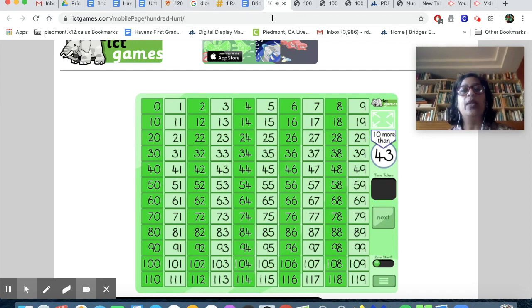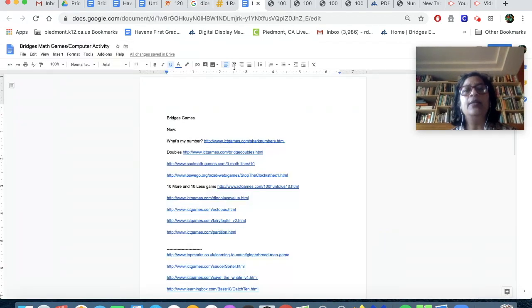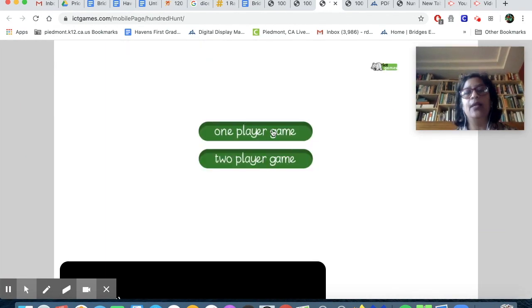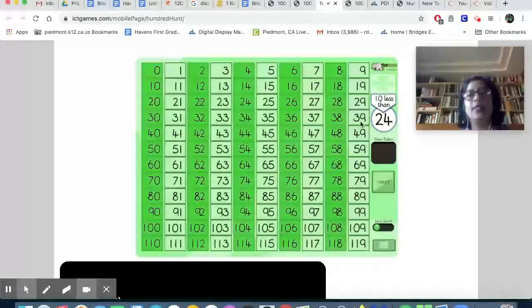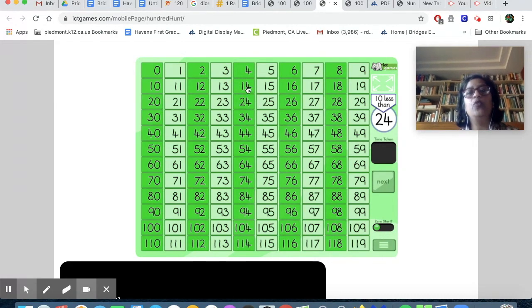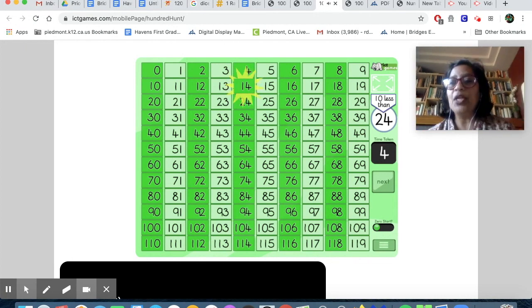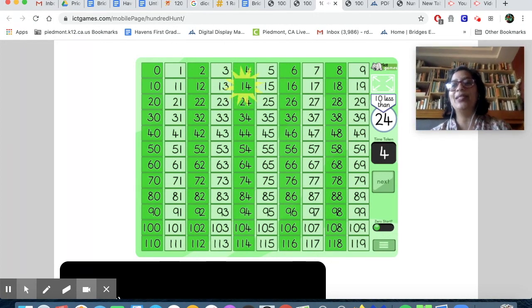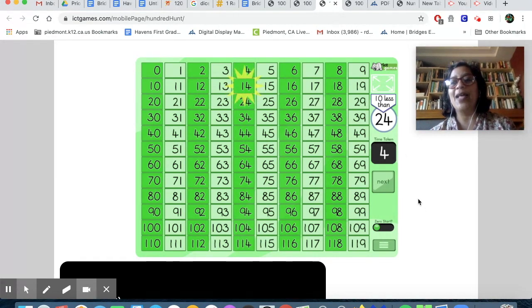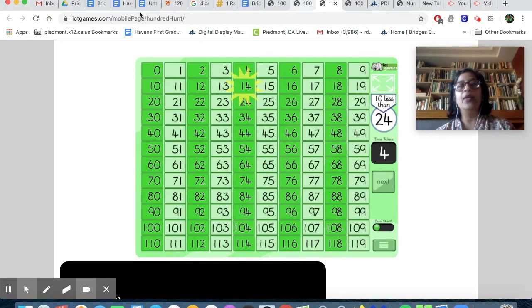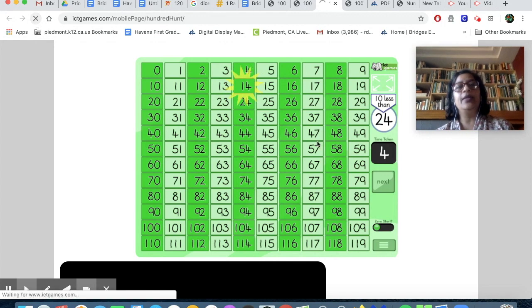So that's one game. The other one is 10 less, right? 1 player game. 10 less than 14. Here's my 14. 10 less would be 4. Next. 10 less than 24. 14. Now, if you want to challenge yourself, you can play the 20 less, 20 more game. Okay, so I'm going to leave that for you to figure out how to do it. You're going to load it and then try it.